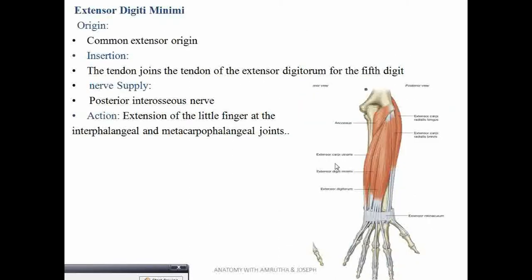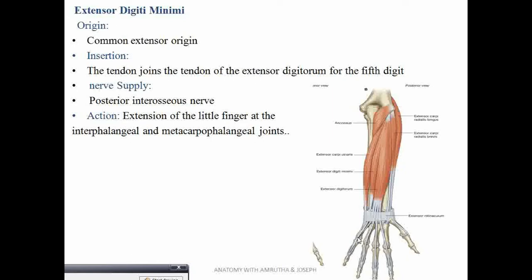Extensor digiti minimi. Extensor digiti minimi is lying medial to extensor digitorum, originating from common extensor origin. Insertion: the tendon joins the tendon of extensor digitorum for the fifth digit. Already extensor digitorum sends a tendon to the little finger, and extensor digiti minimi also gets inserted to the little finger, and it blends with dorsal digital expansion for the insertion.